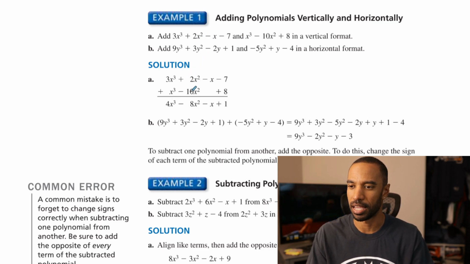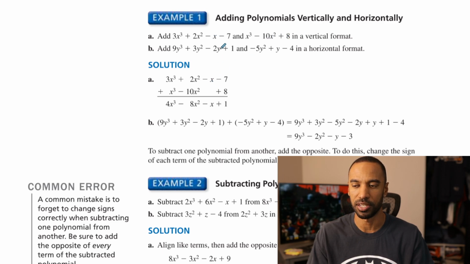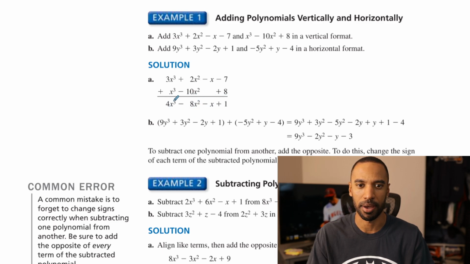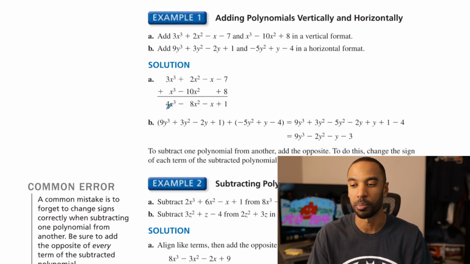2x squared will combine with negative x squared. Negative x doesn't have anything to align with, so you get a spacing. And then negative 7 will add up with 8. And here you get the result of that polynomial, this cubic quadrinomial.